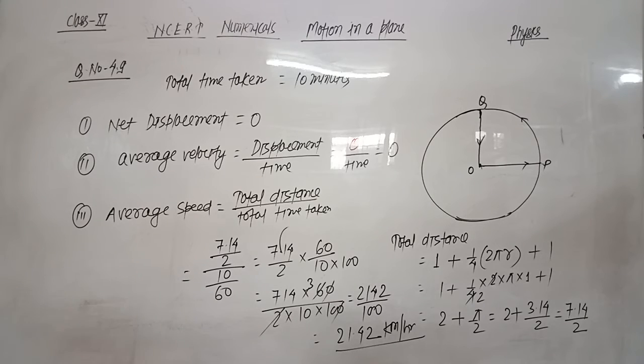He started from the center of the circular path O, reaches point P, then goes to Q, and then returns back to point O.